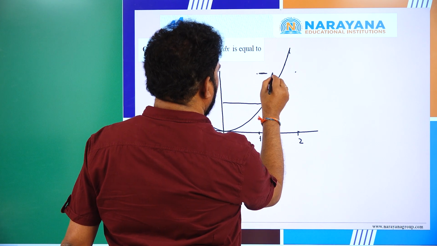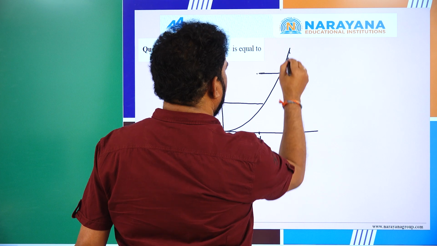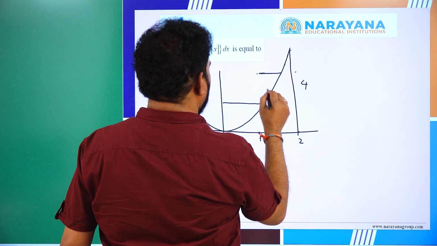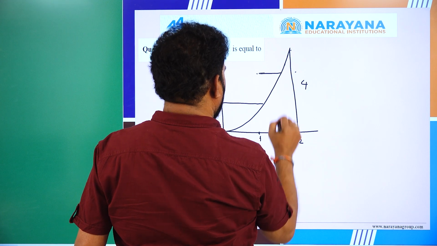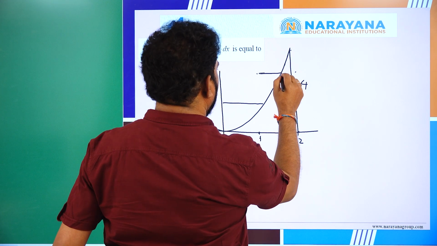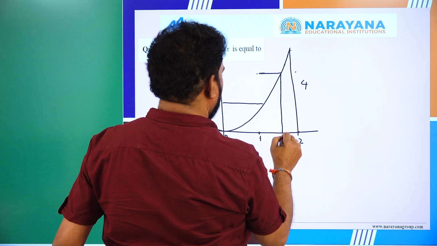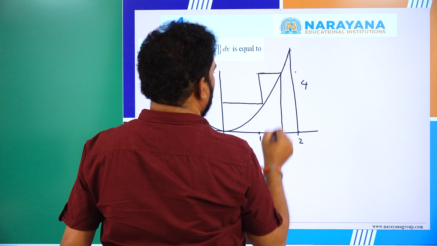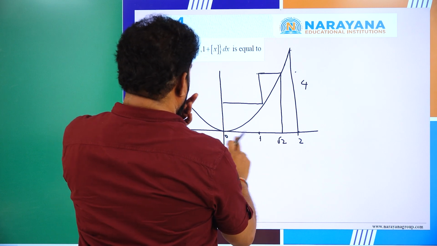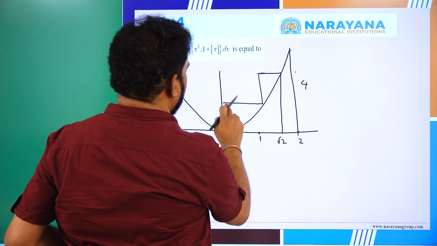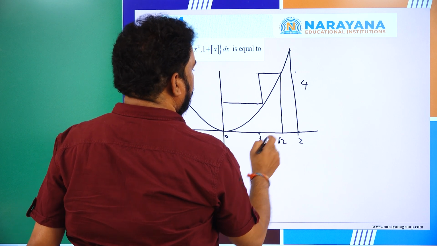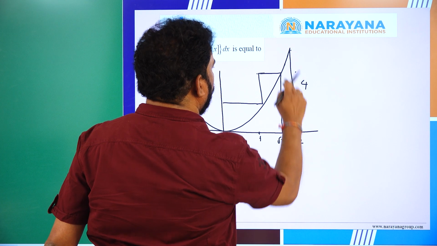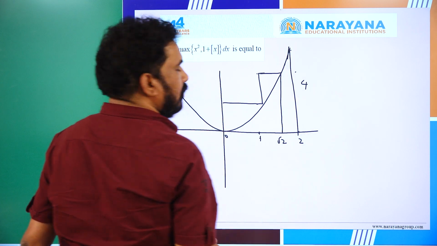So exactly 1 to 2, the graph will be like this. But at 2, this value is 2, 4 now. So I think then it will be 2 at root 2. Root 2, x square is 2. This is root 2. Okay, so 0 to 1, the maximum graph is this one only. 1 to root 2 also this one only. Root 2 to 2 is the upper graph, this is the parabola.